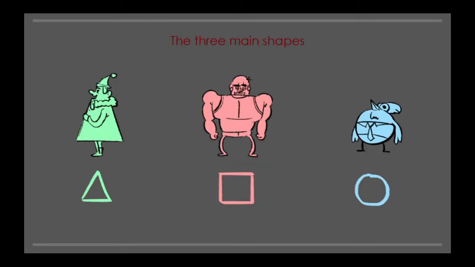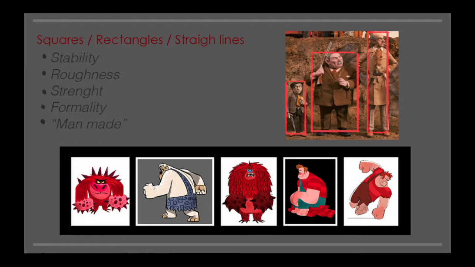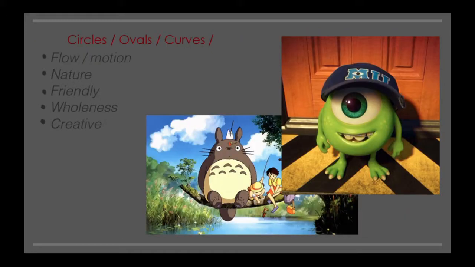So, let's start our own journey of aesthetic elements with the basis of it all, the shapes. The three main shapes that are used in art are the triangle, the square, and the circle. And only using these three shapes we can evoke various feelings. So for example, triangles can evoke a feeling of danger, direction, quickness, or even power. Squares, on the other hand, can evoke stability, roughness, strength, formality, or this feeling of man-made objects. Circles can evoke a feeling of flow, motion, or things moving.